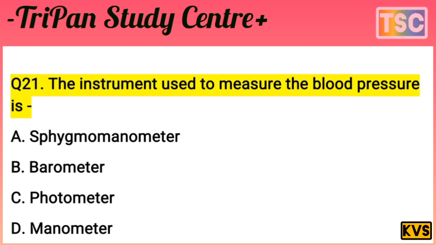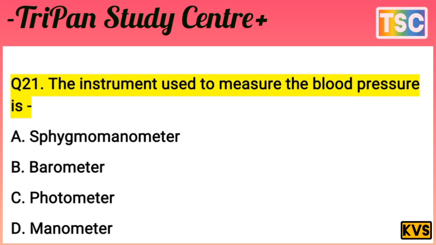A. Sphygmomanometer. B. Barometer. C. Photometer. D. Manometer. The question is very interesting. But remember, a sphygmomanometer is used for measuring blood pressure in humans.